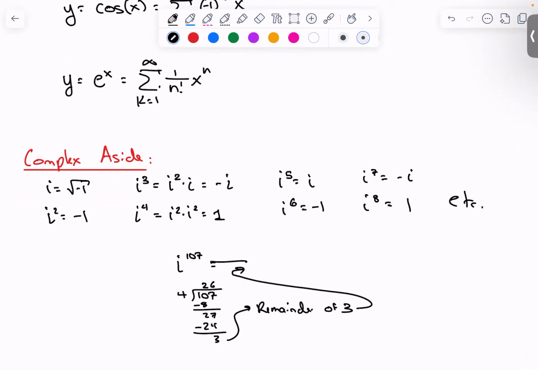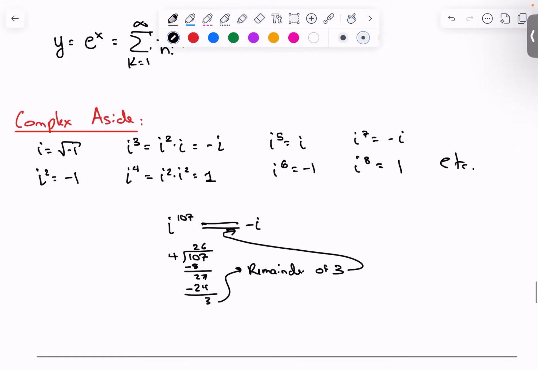Implies that this is equal to -i. You can also do it a different way. You can break it up into i to the 104, which is just a bunch of i to the fourths, times an i cubed. But just as a fun little aside about complex numbers, and I bring that up, it's cyclic. We know another type of function that's cyclic, trig functions. They are periodic.